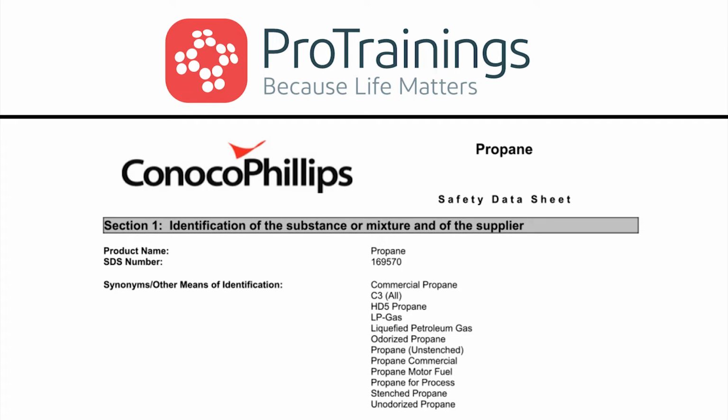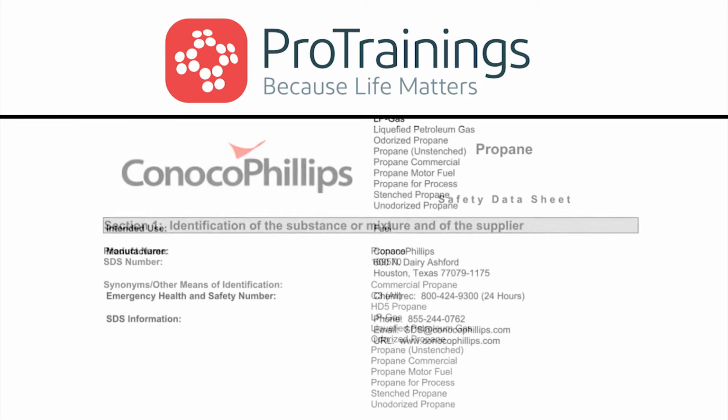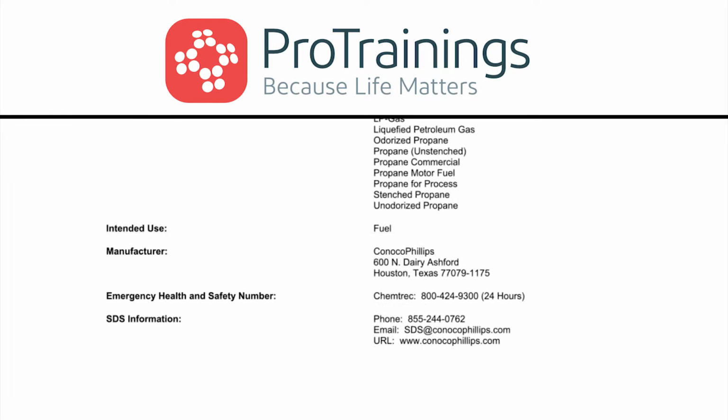There's an SDS number which allows the manufacturer to quickly identify the chemical. There's synonyms, which are some of the common names that people may call it, such as C3 or LP gas. There's the intended use and what it's for, the manufacturer, and very important, especially in an emergency situation, is the emergency number to call.